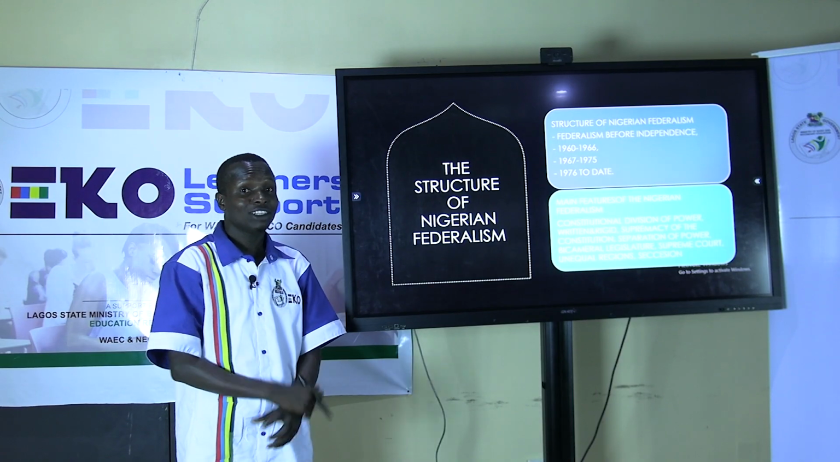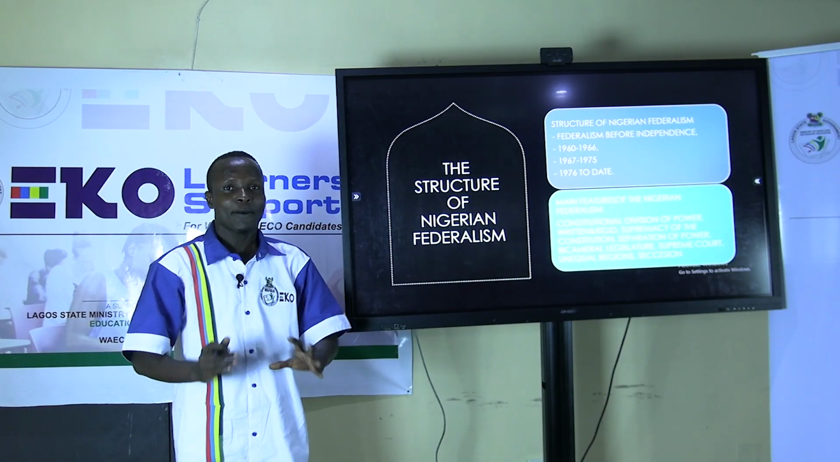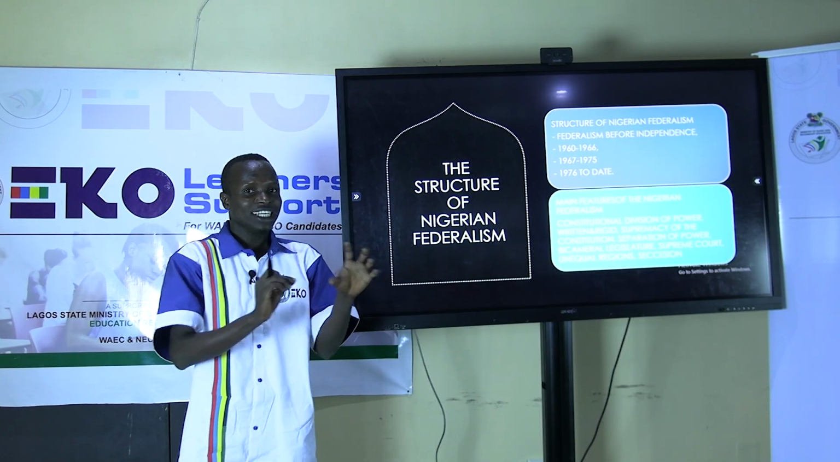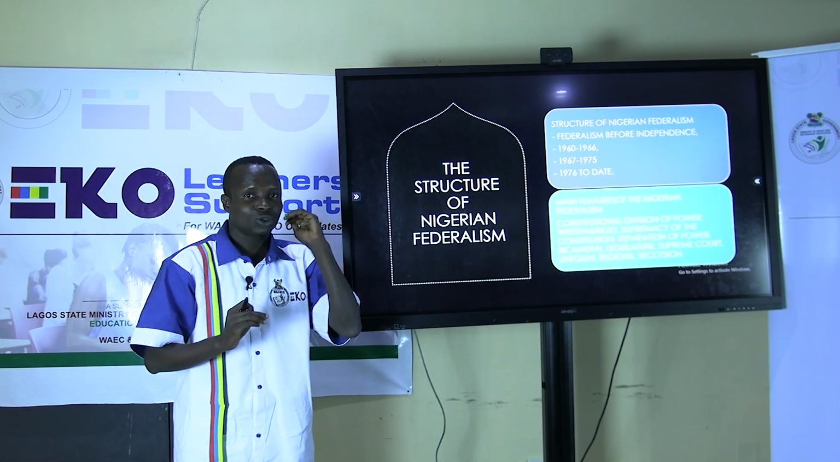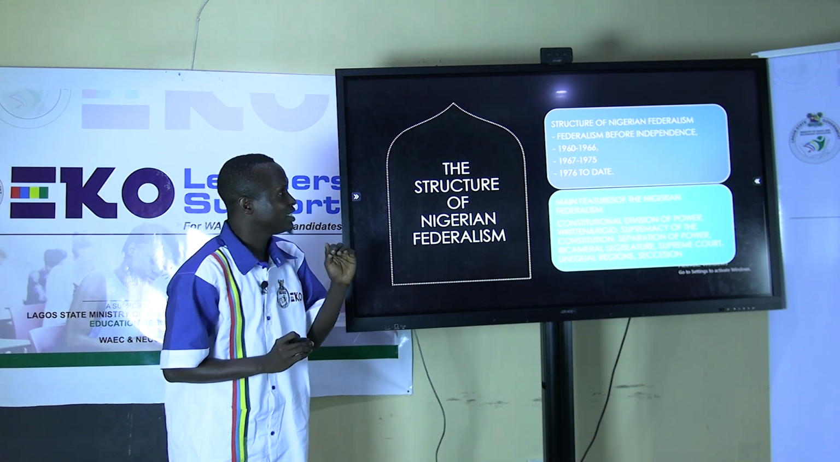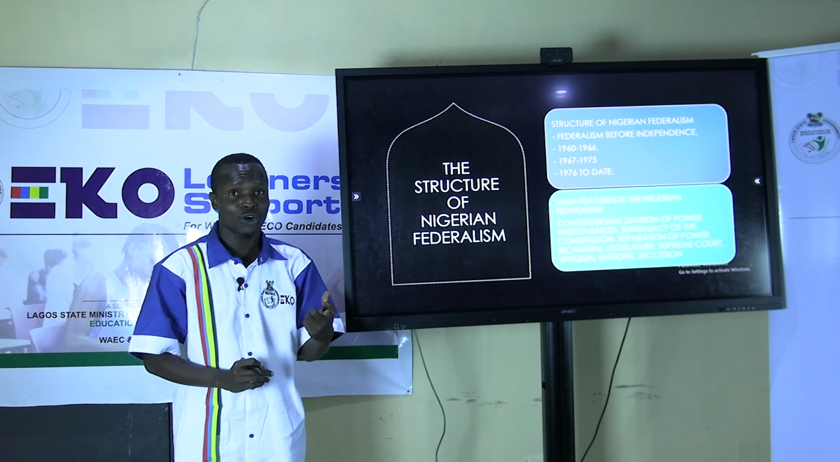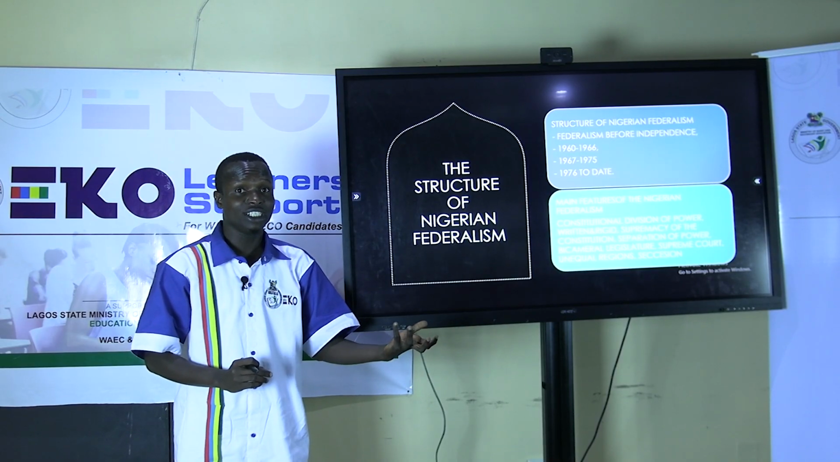Aguiyi-Ironsi changed the system to a unitary system of government, whereby power is concentrated at the center only. Little power was given to those regions. It centralized all power to the center. In 1967, when Yakubu Gowon became the head of state, he introduced states. That was when we had 12 states in Nigeria, which Lagos State was included. We were still practicing that system through the military rule.